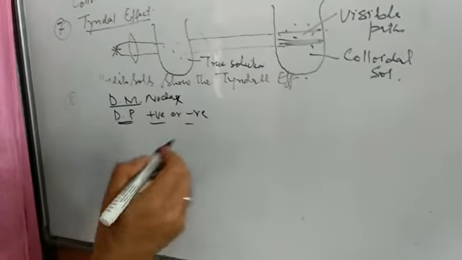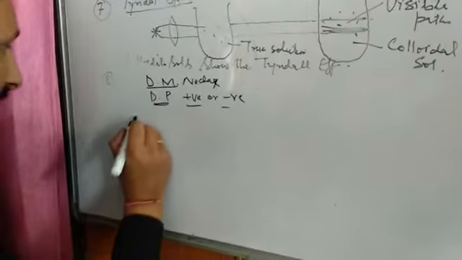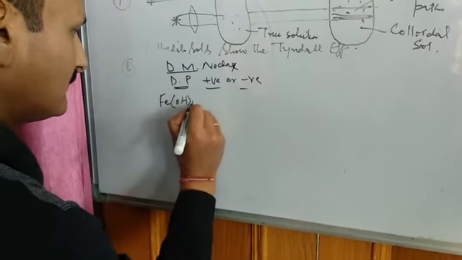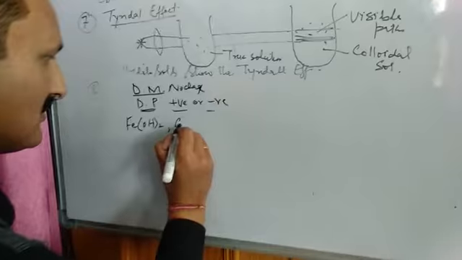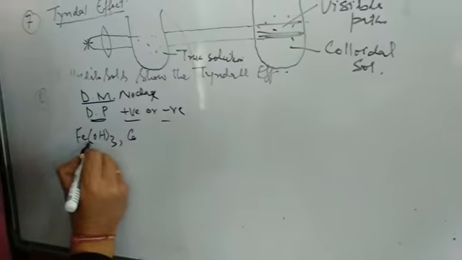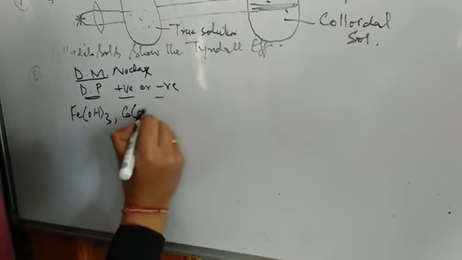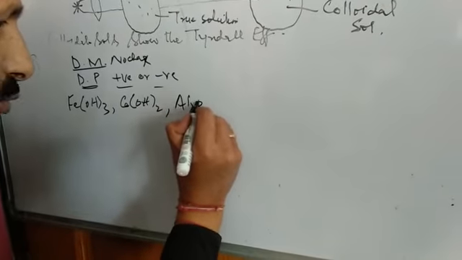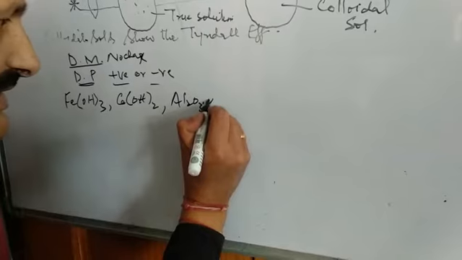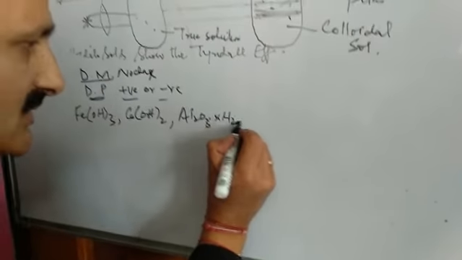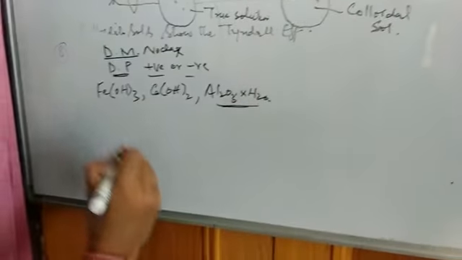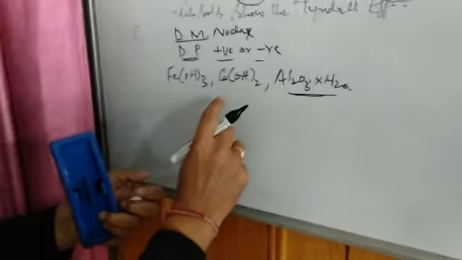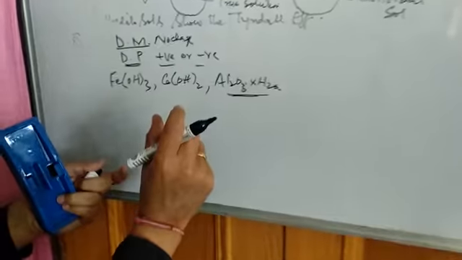For example, we have positive colloidal solutions like iron hydroxide. Then I have calcium hydroxide. This is ferric hydroxide or iron hydroxide. This is calcium hydroxide. This is aluminum oxide hydrated, x times water molecules. This is hydrated aluminum oxide. These are positive colloids because in these colloids the dispersed phase has positive charge.